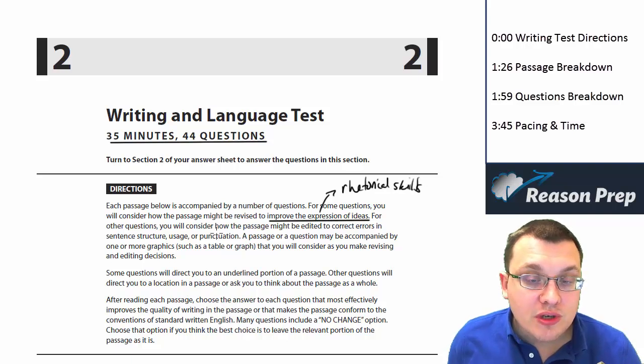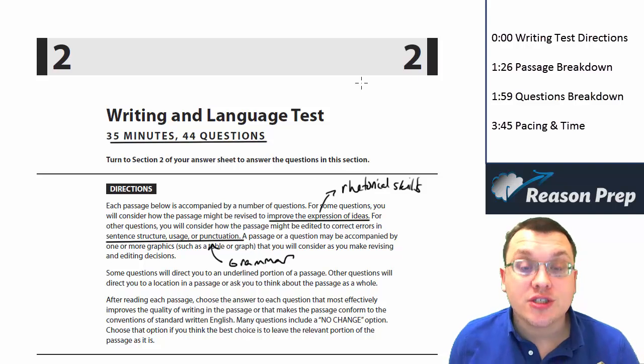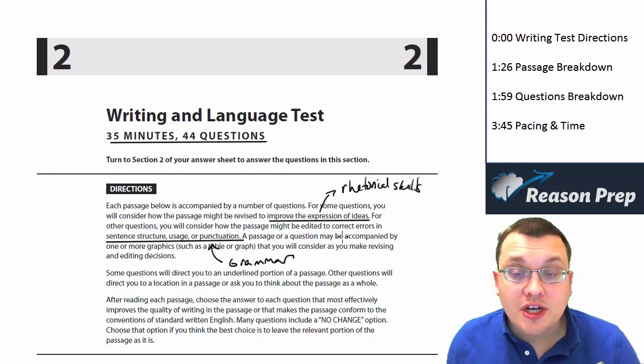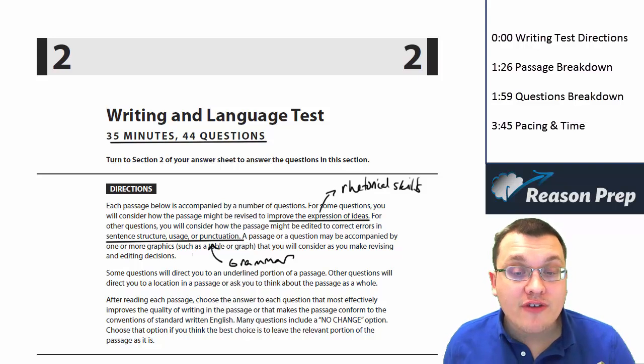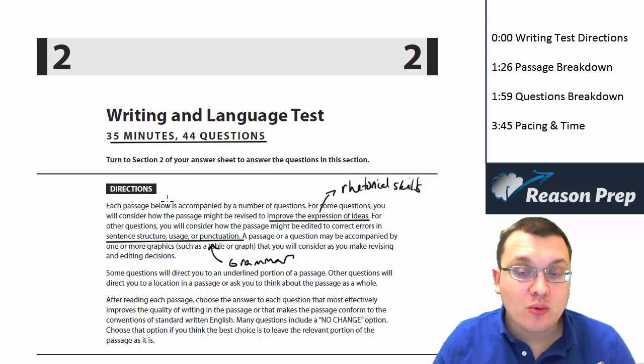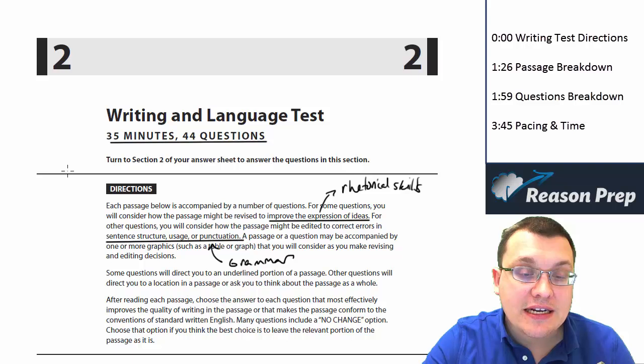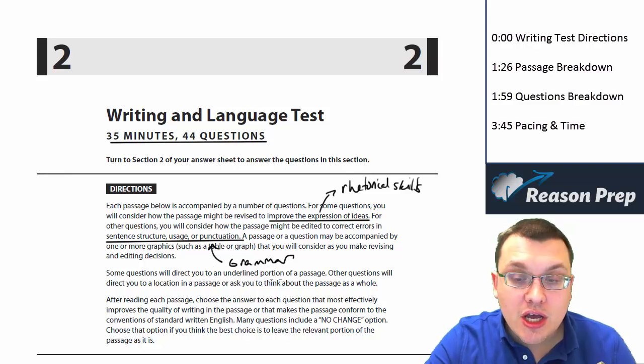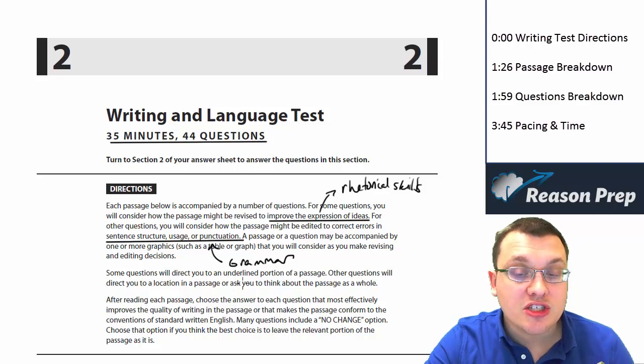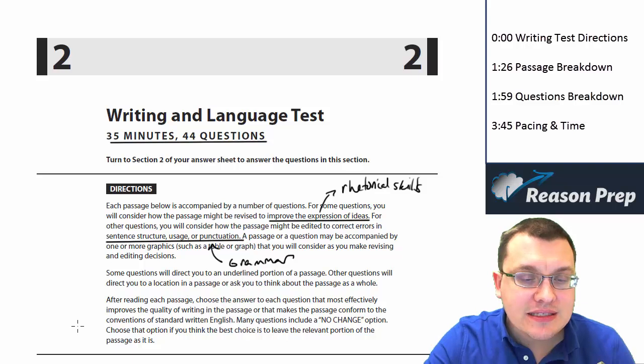For other questions, you will consider how the passage might be edited to correct errors in sentence structure, usage, or punctuation. This we're going to call grammar, the grammar questions. A passage or a question may be accompanied by one or more graphics, such as a table or a graph, that you will consider as you make revising and editing decisions. Some questions will direct you to an underlined portion of the passage. Other questions will direct you to a location in a passage or ask you to think about the passage as a whole. I'll show you what they mean by that in a second.